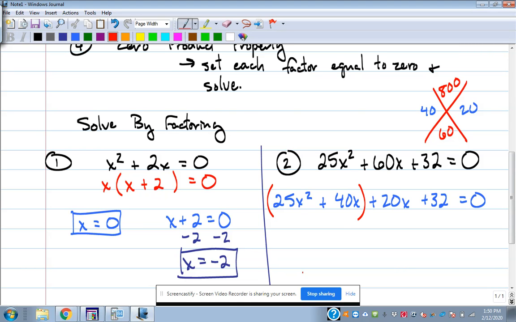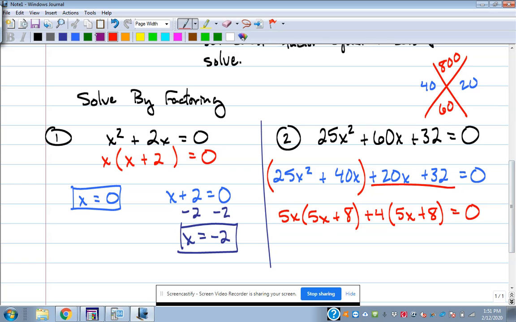So I'm going to group the first two together and get the GCF of those two. 5 and what else? X. They both got X's. So that'd be 5x plus 8. Good job. And then I group the last two together and get the GCF of those two. 4 goes into 20. 4 goes into 32. That's a plus 4. Get us a 5x plus 8. And then the factored form is going to be 5x plus 8 and 5x plus 4.